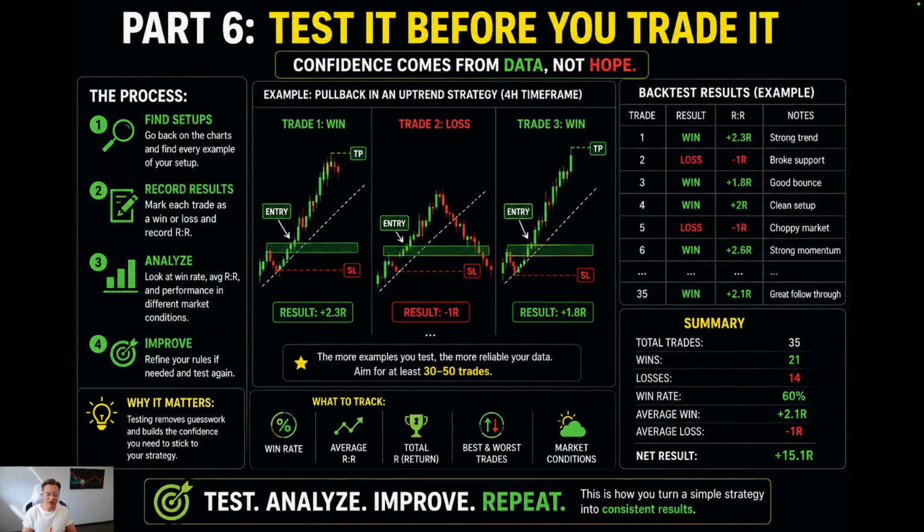And now before actually risking any real money, there's one final step: testing. Go back through historical charts and find every example of your setup. And now record the results. How often does it actually win? What's the average risk to reward ratio? How does it perform in trending markets, and how does it perform in choppy markets? Most traders actually skip this step and then wonder why they lack the confidence. And confidence doesn't come from hope. Confidence comes from data.